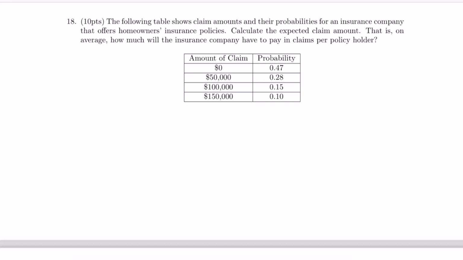So this one's really nice because if we're trying to find the expected claim amount, that's just the expected value, and they've already calculated all the probabilities for us, as well as listed out all of the possible dollar amounts that you can get for that. So when you multiply these together, because that's how you do expected value, 0 times a probability of 0.47 is just going to be $0. 50,000 times 0.28 ends up giving you 14,000. And then 100,000 times 0.15 ends up giving you 15,000.